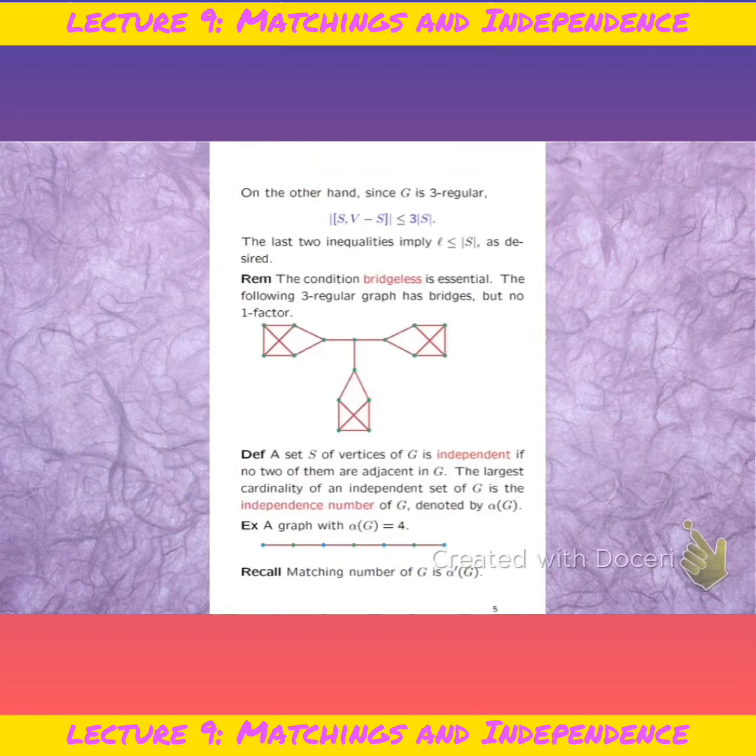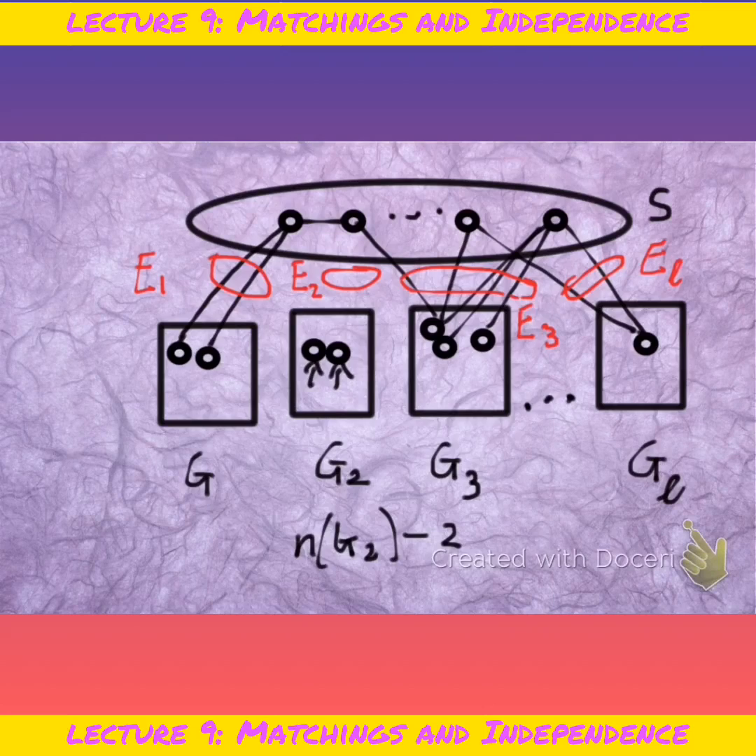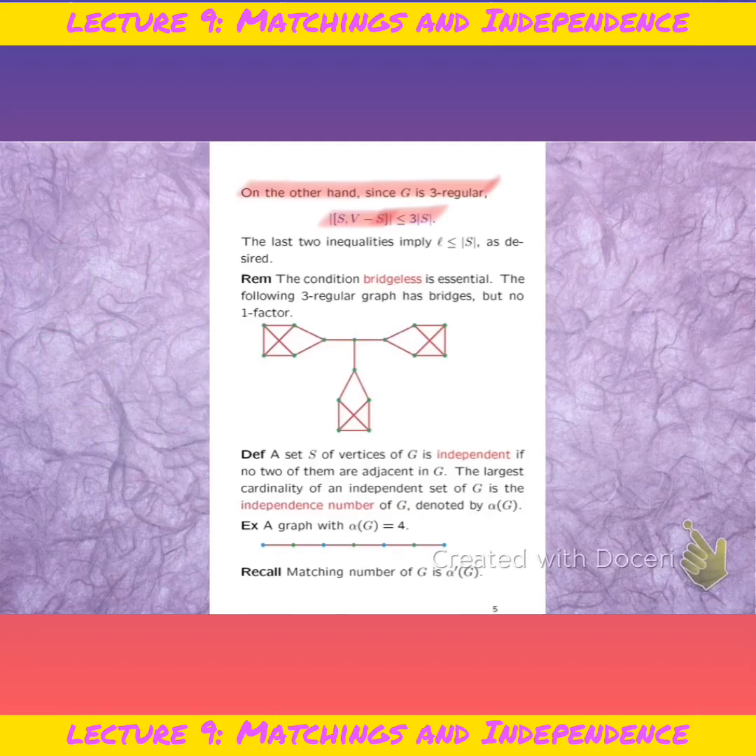Okay. Now on the other hand, the number of edges between S and V minus S is going to be at most 3 times S. And why is that? If you look back at our sketch, each vertex could have 3 neighbors in V minus S, and that is the maximum possible number of edges. Because remember, you could still have even components as well. That doesn't really make a difference, but the largest number of edges you can find between S and V minus S is 3 times S.